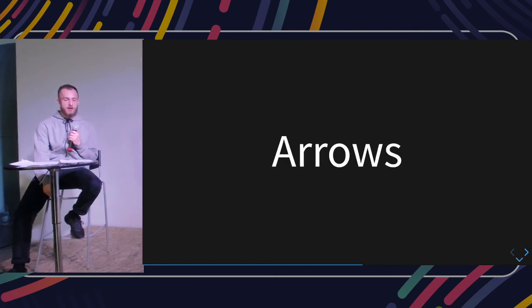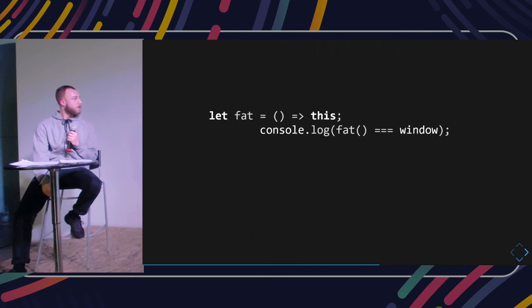And the last, arrows. Arrow functions work differently from regular functions in terms of context. This will always refer to the lexical scope. Take a look. In global code, this will be set to the window object. Hence, we get true.